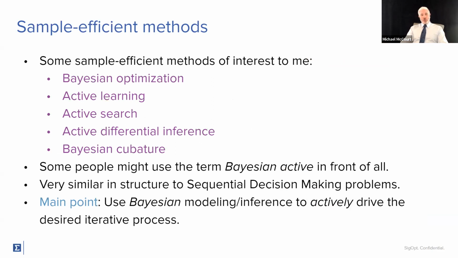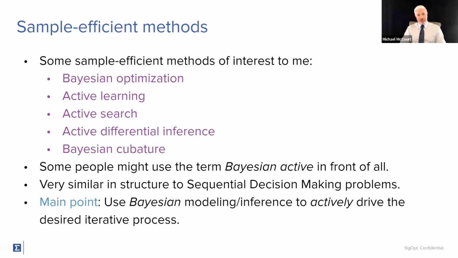Let's push on here and talk about what these sample efficient methods are. The names of these: Bayesian optimization, active learning, active search, active differential inference, Bayesian cubature. And in reality, given the presence of the words Bayesian and active, these could all be titled Bayesian active optimization, Bayesian active learning, Bayesian active search. And in reality, that's because they all have a very similar structure.